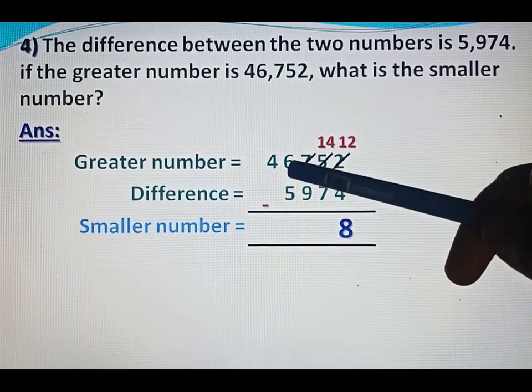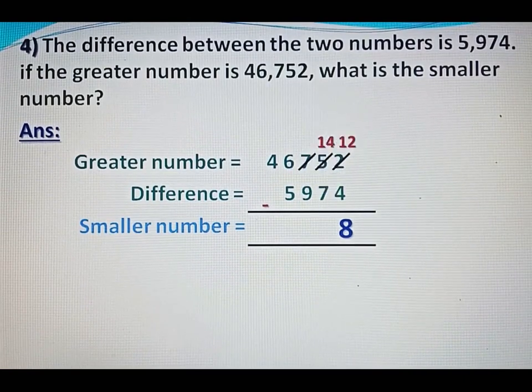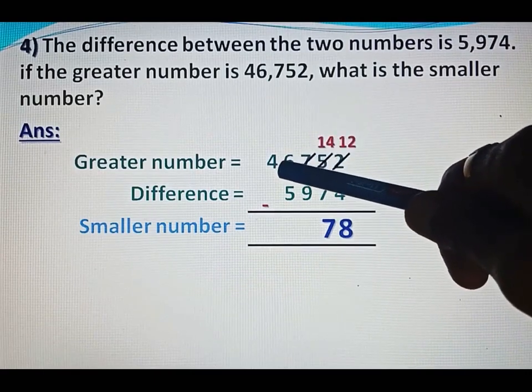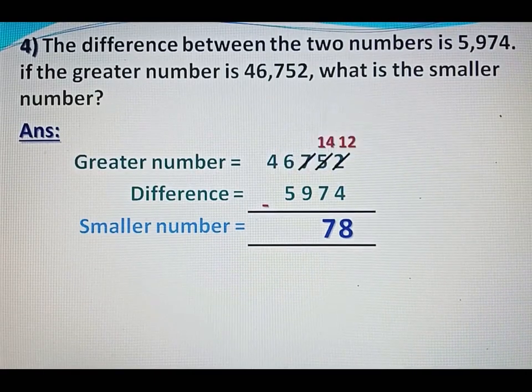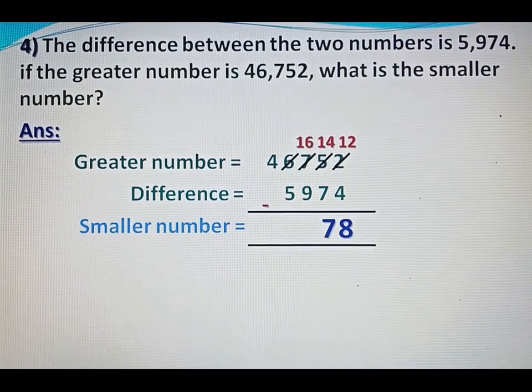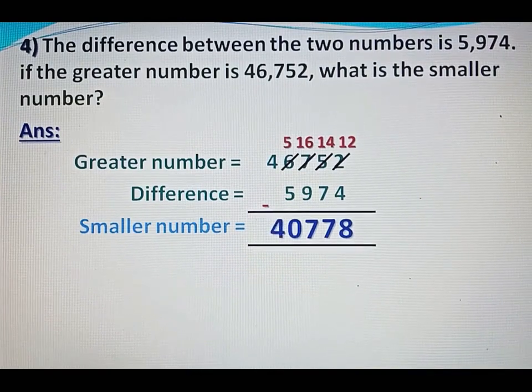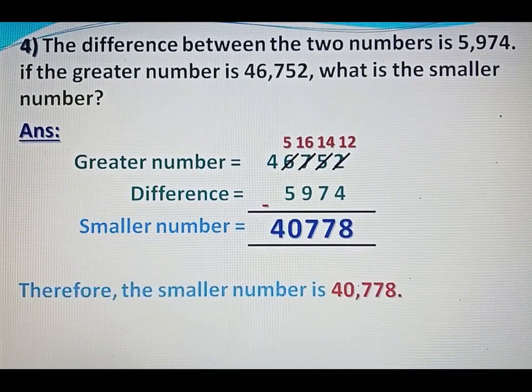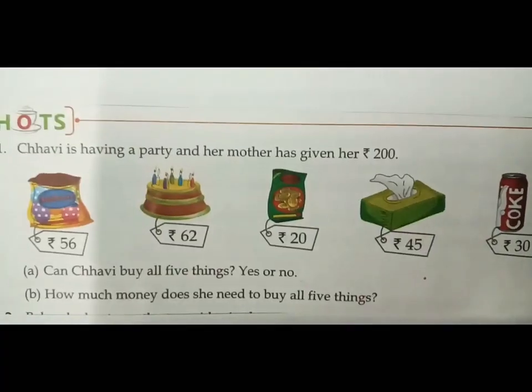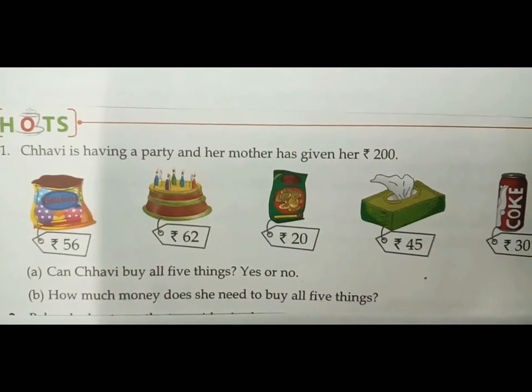Now we will borrow from this 7. It will be 14. 14 minus 7, 7. Then we will borrow from this 6. It will be 5 and this will be 16. So 16 minus 9, 7. This 5 minus 5, 0. This 4 as it is, so 4. So therefore the smaller number is 40,778. Now I will discuss HOTS question number 1.